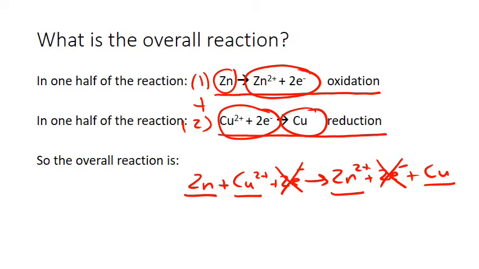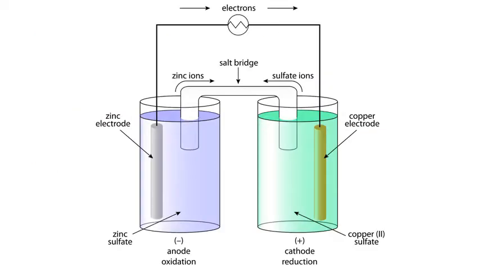So I can separate the oxidation and the reduction parts of the reaction into two half cells, move them away from each other as long as there's a path for the electrons, and the overall reaction is still the same. It's just happening in two different places. How do we do this in practice?